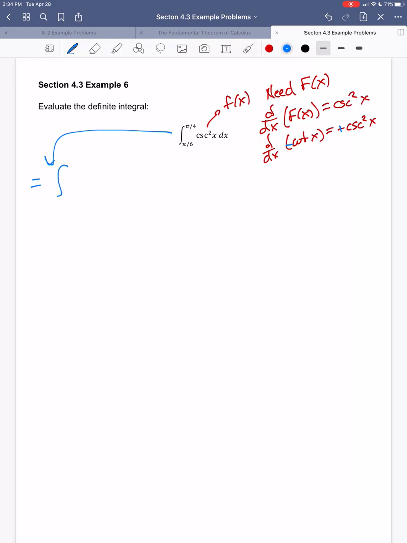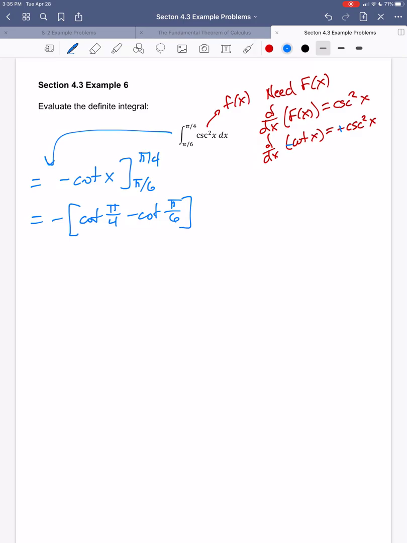I'm going to get the integral from pi over 6 to pi over 4. Oh, no, I'm not going to do the integral anymore. I already know the antiderivative. The antiderivative of cosecant squared then has to be negative cotangent x, right? So negative cotangent x evaluated from pi over 6 to pi over 4. This negative can just be factored out, so I'm going to get cotangent pi over 4 minus cotangent pi over 6.